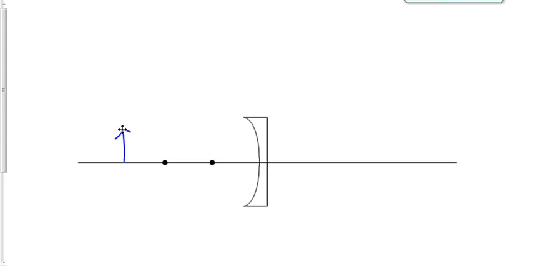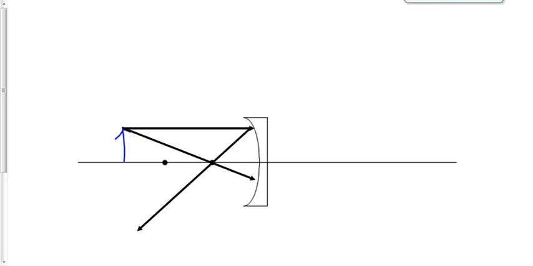We got an object here that's beyond twice the focal length, and we know that we can draw two rays in order to figure out what the image is going to look like. First one's going to go from the top of the object down through the focal point. Second one is going to go from the top of the object to the focal point and then parallel to the principal axis. Our image is going to be smaller, it's going to be inverted, and it's going to be real.